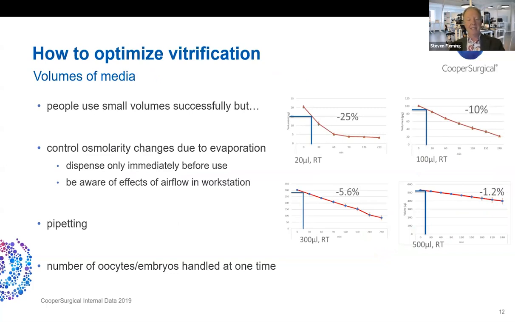And you can see in these graphs on the right-hand side, these are 15-minute equilibration periods at room temperature, and you can see there's a reduction of 25% in the media volume when just 20 microliters is used for equilibration versus only 1.2% when 500 microliters is used. So I'd say from this figure, especially if you're using less than 300 microliters for equilibration, you need to be particularly careful about minimizing evaporation.